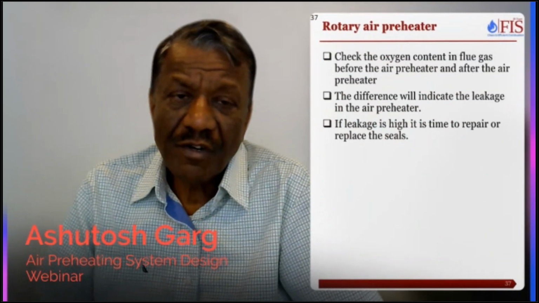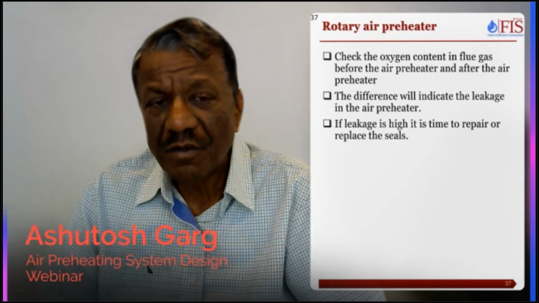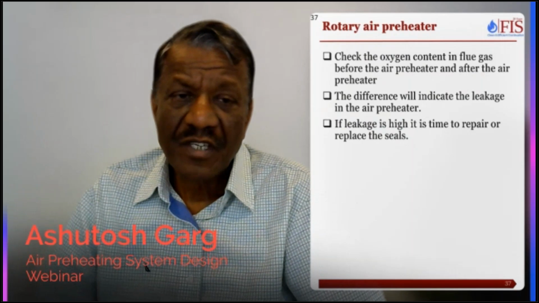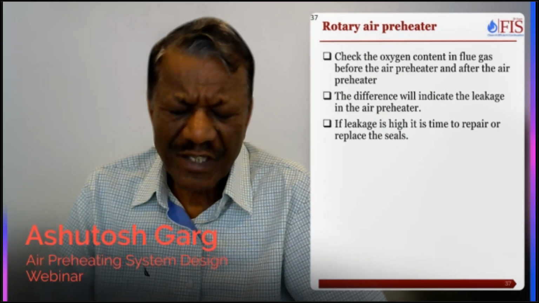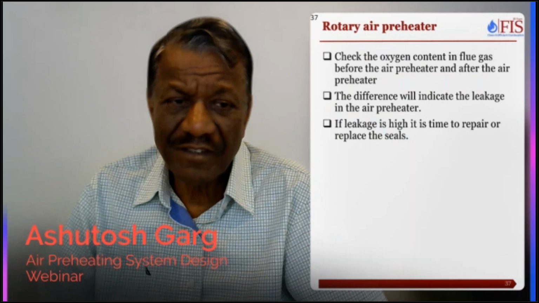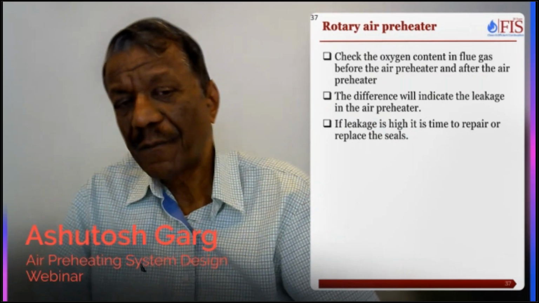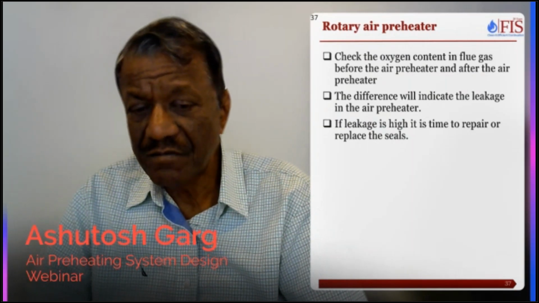If you're looking at operation of a rotary air preheater, one of the most important elements is to check the air leakage, check the oxygen content in the flue gas before the air preheater and after the air preheater. And that will tell you how much leakage is taking place, and whether it is time to repair or replace the seals.